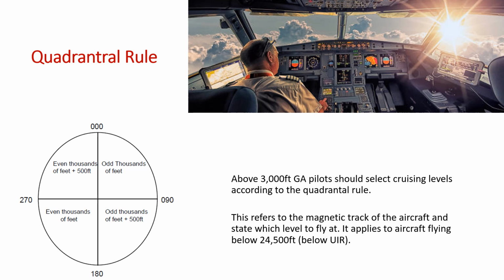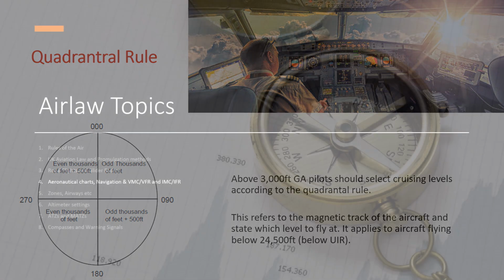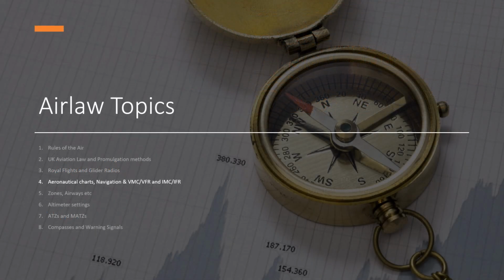This rule only applies for planes below the upper flight information region, i.e. below 24,500 feet. It therefore applies to a lot of the general aviation traffic in the UK. So that concludes this brief section on aeronautical charts, a little bit on navigation, VMC and VFR, and IMC and IFR.